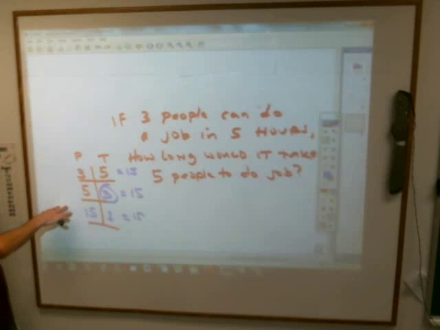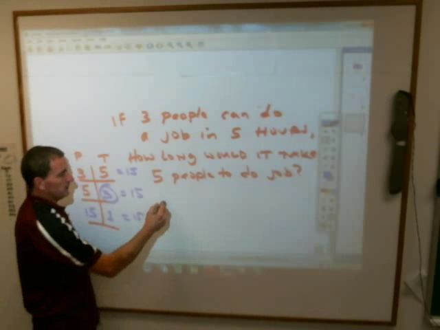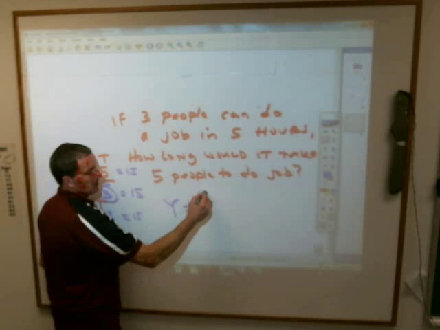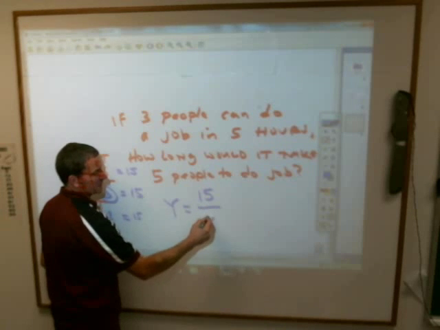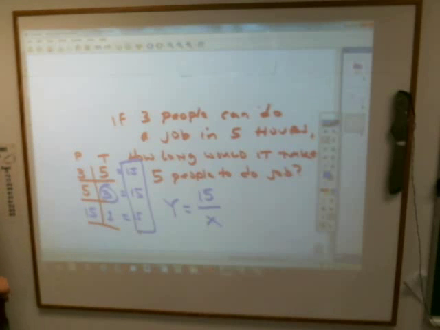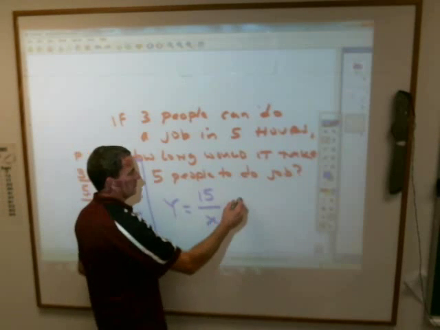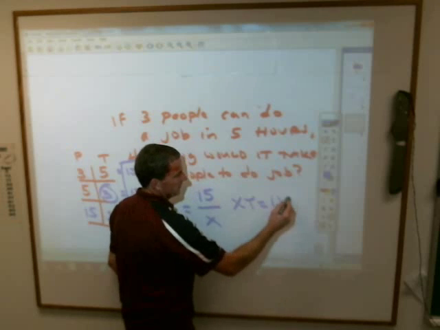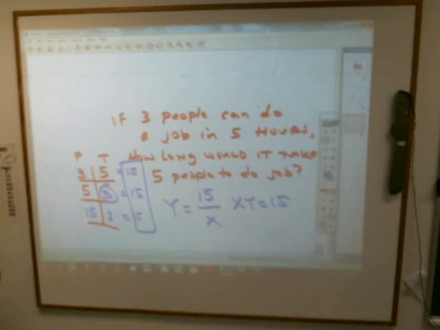What would be the equation? The inverse variation equation would be y equals 15 over x, because whatever this number is, it's your constant of variation. Or you could rewrite it also as xy equals 15. Either way, it's the same.